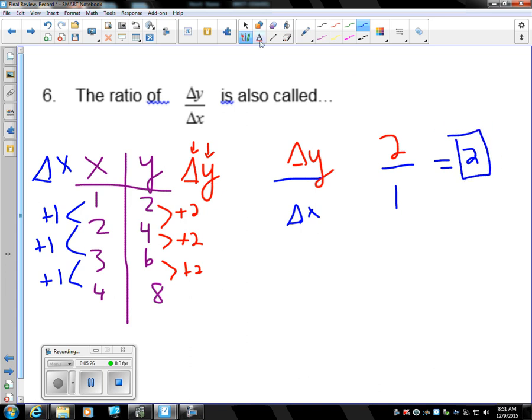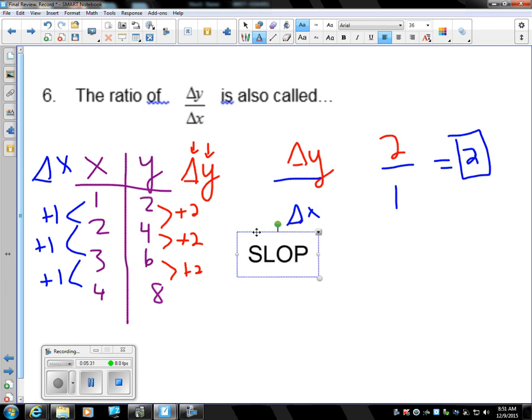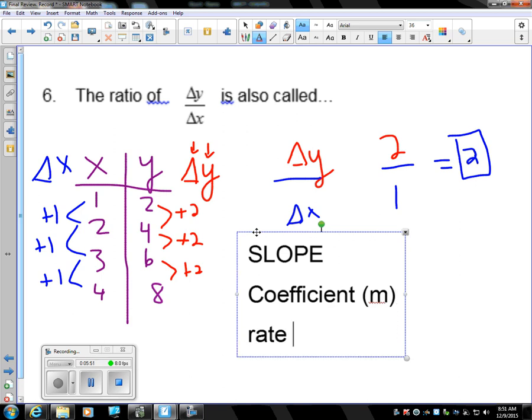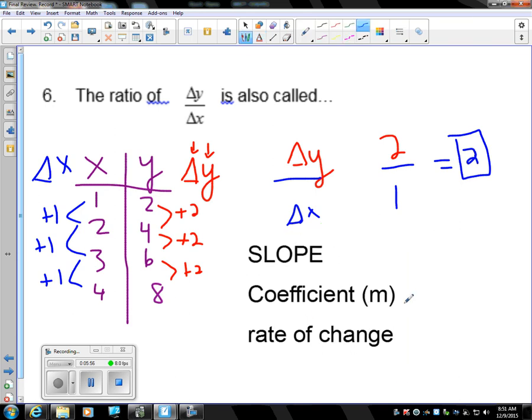And another word for this is slope. Delta y over delta x is how we find slope from a table. Other words for slope are also coefficient, which in y equals mx plus b is the m, or the number in front of x. We can also see it as rate of change. And also from a graph, we call it rise over run.